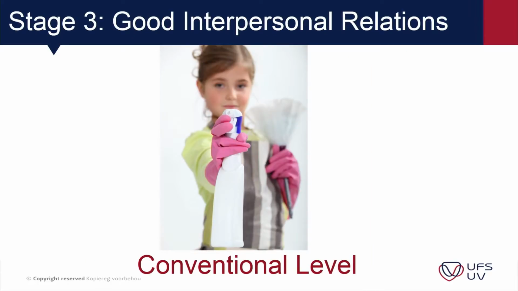Stage 3, good interpersonal relations, falls under the conventional level. Here, being a good person is about helping those who are close to you. In the dilemma, the child would say that the husband loved his wife and was trying to save her, whereas the pharmacist was greedy and selfish.